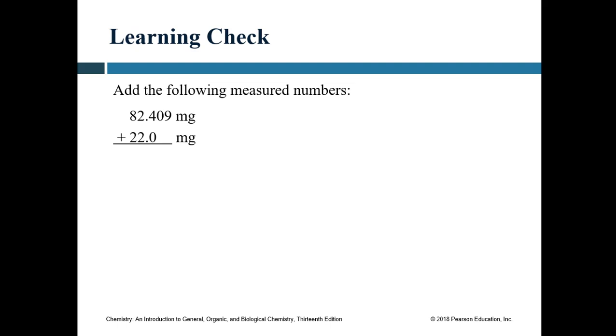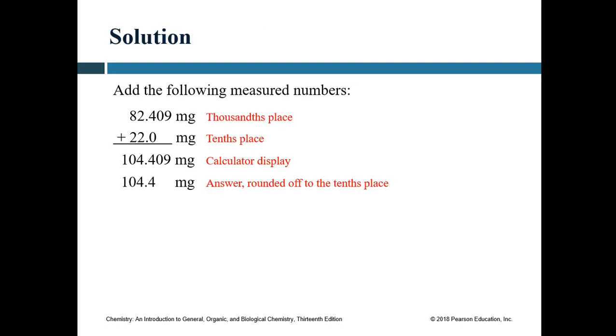So let's see if you can do this. Press pause and add these to the correct number of significant digits. All right, so when you did that, you see that this is only to the tenths spot. So your answer can only be to the tenths spot. We look at the one number following it. It's a 0. We do not round up.